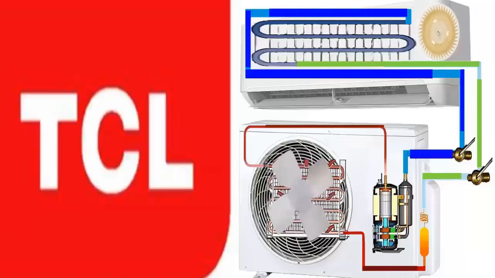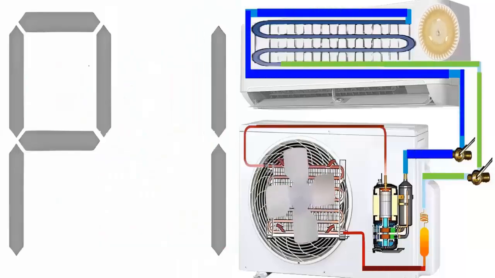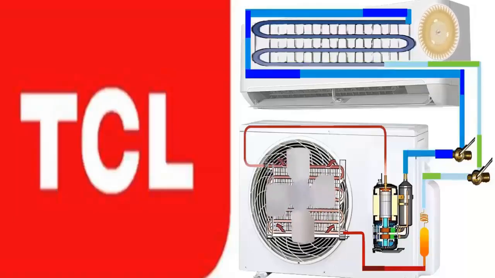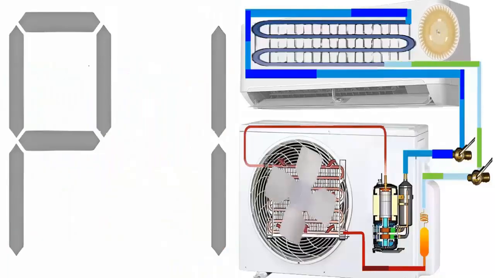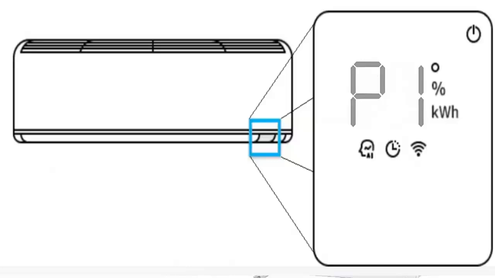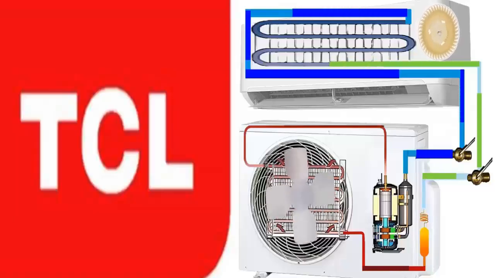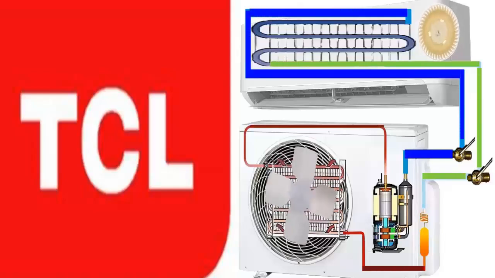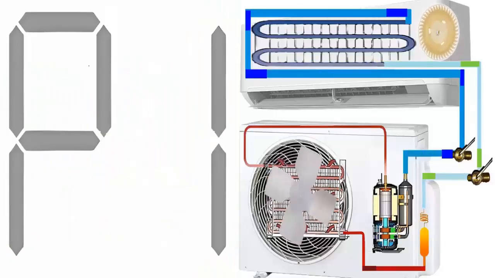In this video, we will analyze the meaning, cause, and solution of the protection code P1 in TCL air conditioning units. When the P1 code appears on the display, the cause is usually overvoltage or undervoltage protection. However, as we will see below, it is advisable to follow the steps to resolve the P1 code, as the cause may vary in TCL units.